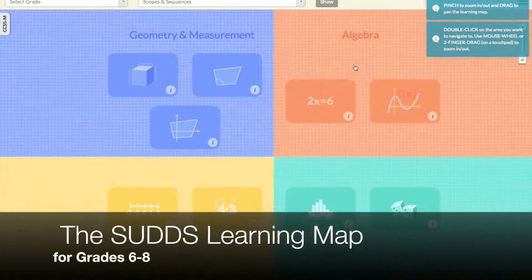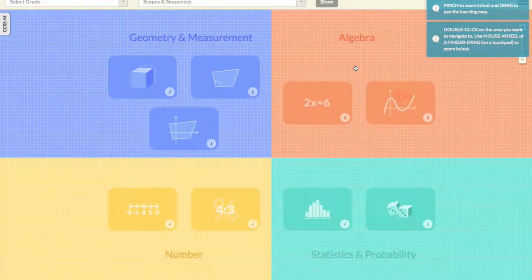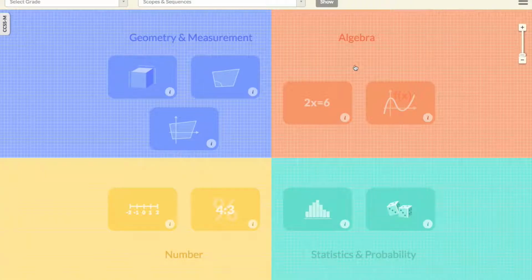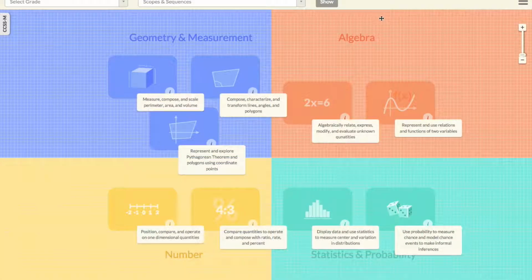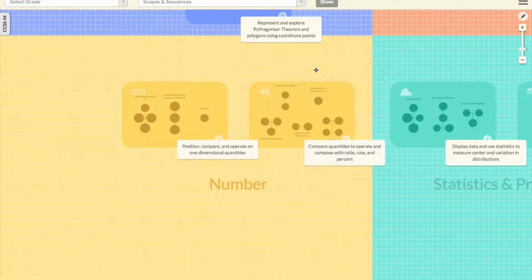The SUDDS Learning Map for grades 6 through 8 provides a navigational structure to organize and access curriculum materials, and it gives students a clear picture of what they will learn. There are 4 fields: geometry and measurement, algebra, number, and statistics and probability. Across these are 9 regions or big ideas. These big ideas focus the instruction.